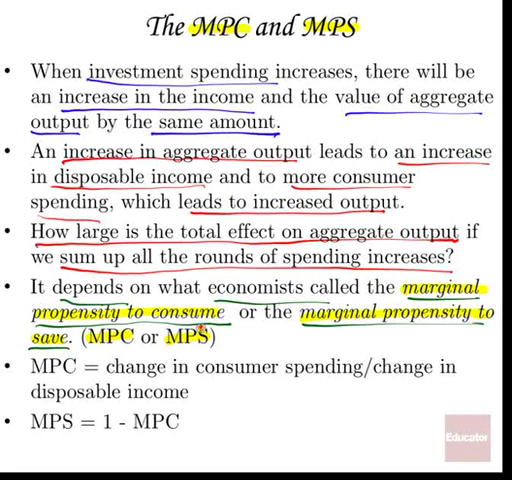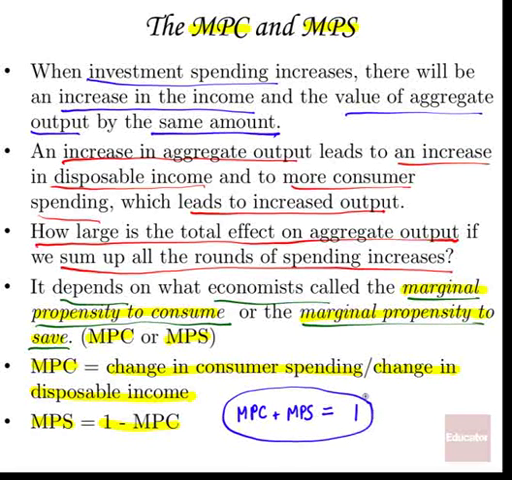What is this multiplier effect here? So the MPC is the change in consumer spending over the change in disposable income. And the MPS is very simple: the MPS equals 1 minus the MPC. So another way of looking at it is that the MPC, the marginal propensity to consume, plus the MPS, the marginal propensity to save, is always going to equal 1. So if you have $100 and you spend $70 of it and you save 30, then your marginal propensity to consume is 70%, and your marginal propensity to save is 30%. So that's kind of the model that we're going to work with here.